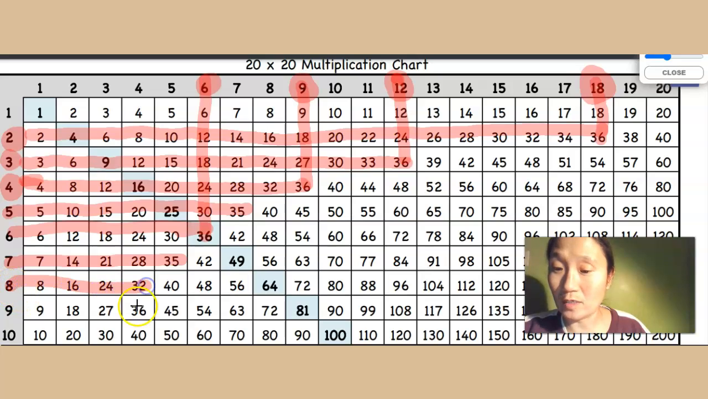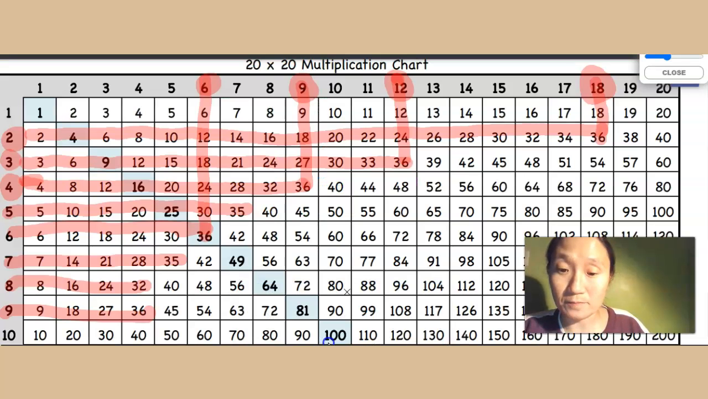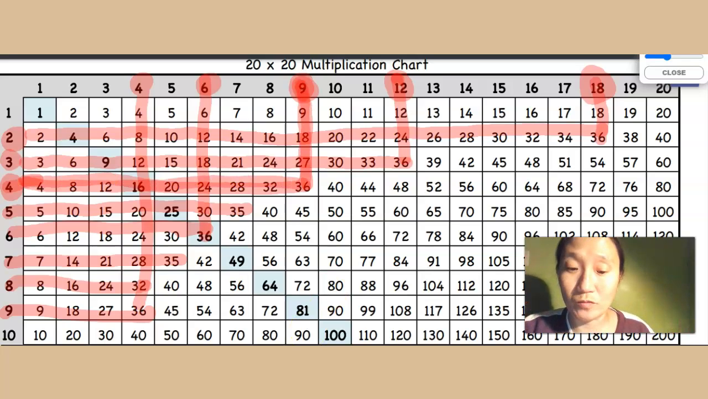8 does not work. 9 works, but if we go back here, we already have 9 up here. 9 is already right here. So the 9 times 4 that's over here is a flip-flop to this one right here. So that's a flip-flop. 9 times 4, we already have 4 times 9, which is right above here. So that's a flip-flop, and we don't want to do that.